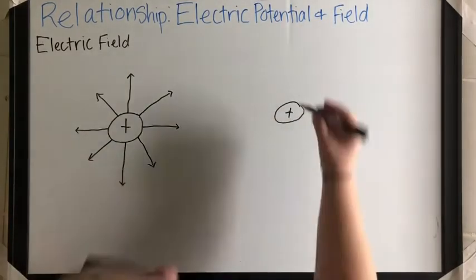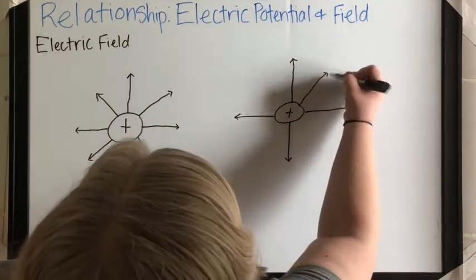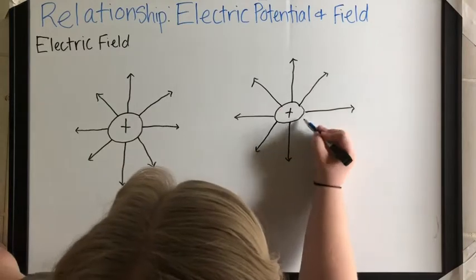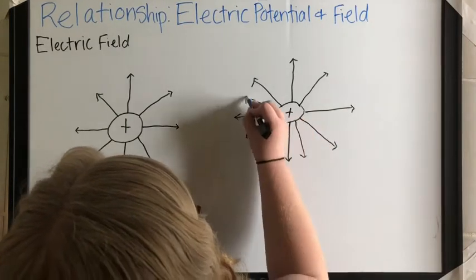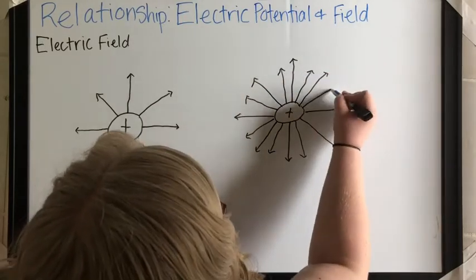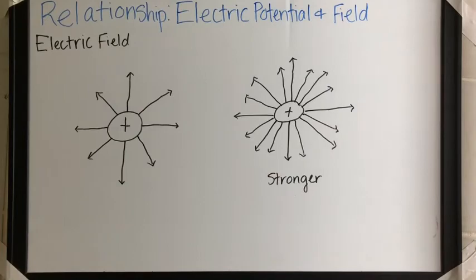And if you have another positively charged particle that has more lines around it, that shows that positively charged particle has a stronger charge. So the density of the field lines around a charged particle tells us the strength of the charge.